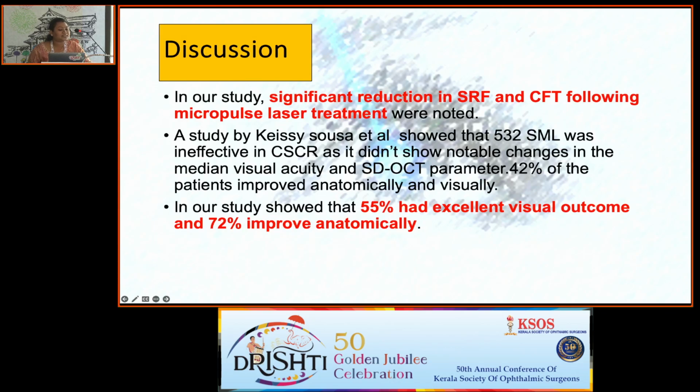In our study, a significant reduction in SRF and central subfoveal thickness following micropulse laser treatment was noted. A study by KSOS et al. showed that 532 nanometer subthreshold micropulse laser was ineffective in CSCR and did not show notable changes in median visual acuity and SD-OCT parameters. 42% of the patients improved anatomically and visually. In our study, 55% had excellent visual outcome and 42% improved anatomically.